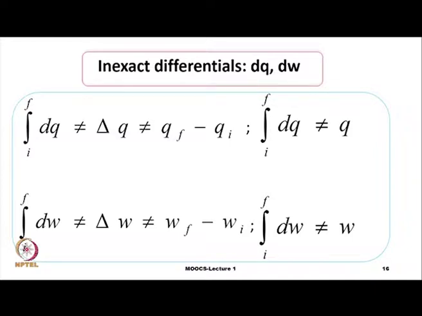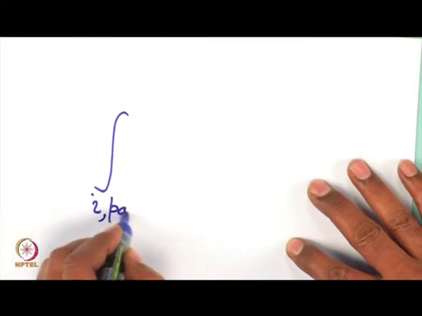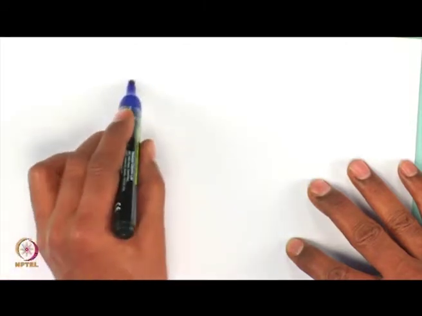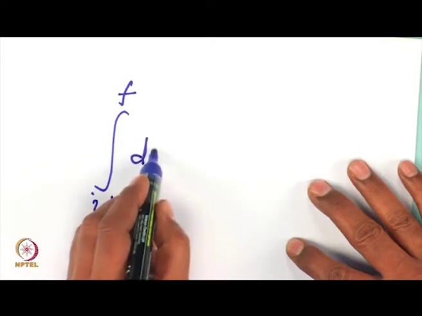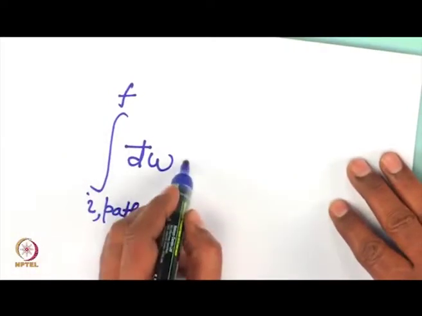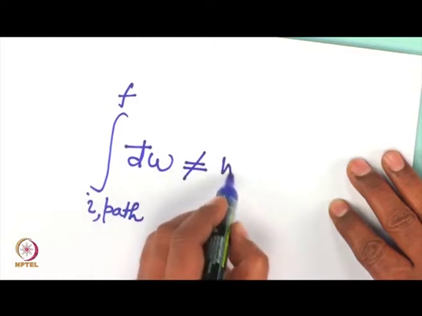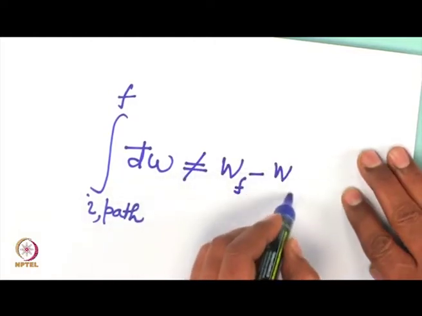Integration of dq from initial to final is going to be q. Similarly, for the work, delta w cannot be written. You can only write w as work because it is a path function. So, integration of dw from initial to final state, for a path function you generally write from initial state to final state. For example, dw is an inexact differential, is not equal to work final minus work initial.